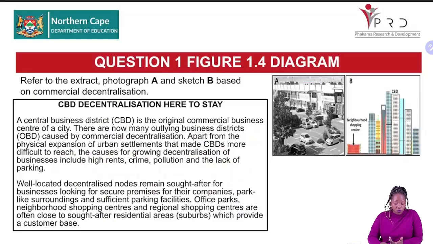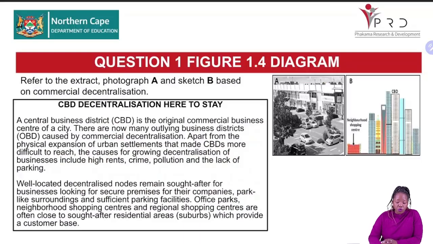So we're going to go through the extract again. CBD centralization here to stay. A central business district, which is your CBD, is the original commercial business center of the city. There are now many outlying business districts. Remember, we call these the OBD. That is caused by the commercial decentralization, apart from the physical expansion of the urban settlements that made CBDs more difficult to reach.